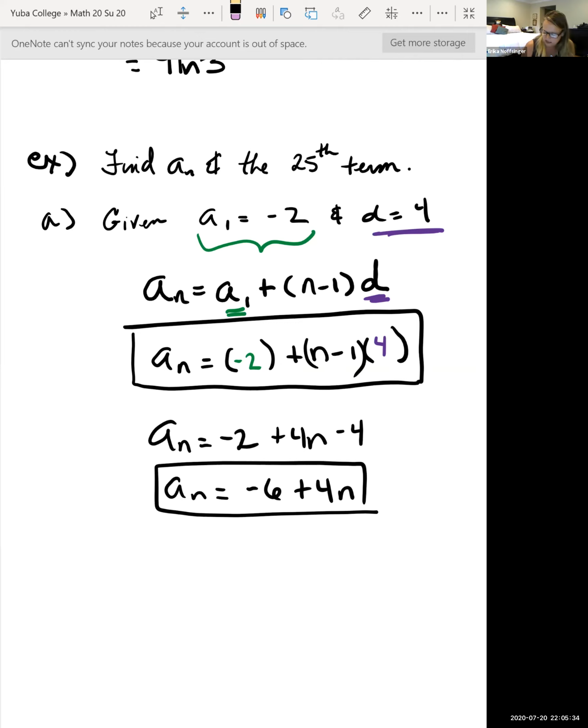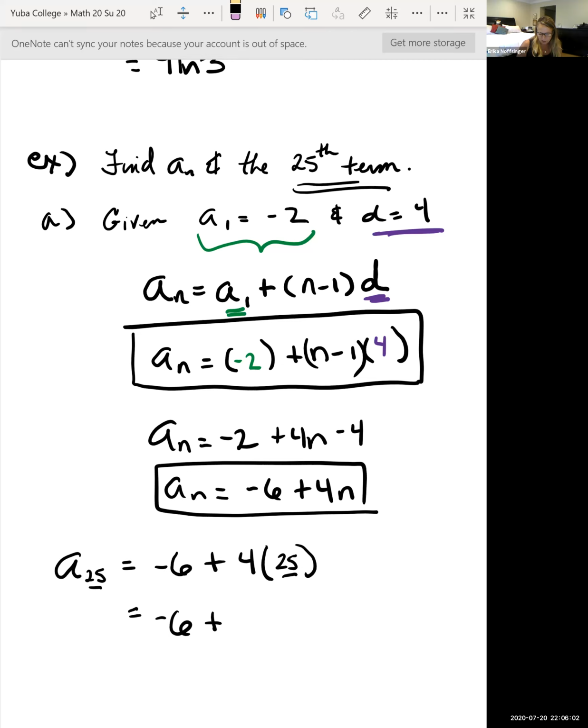So now it wanted the 25th term. So it wants a sub 25. So all you're going to do is go back into a sub n, and wherever you see an n, you're going to replace it with 25. So you have negative 6 plus 4 times n, so 4 times 25. So you have negative 6 plus 4 times 25 is 100. So negative 6 plus 100 is 94. So the 25th term of our sequence is 94.